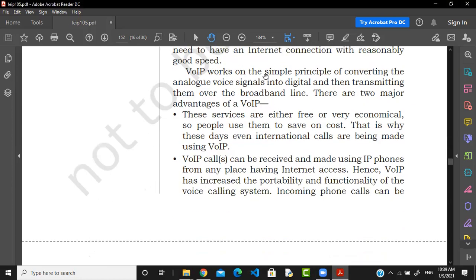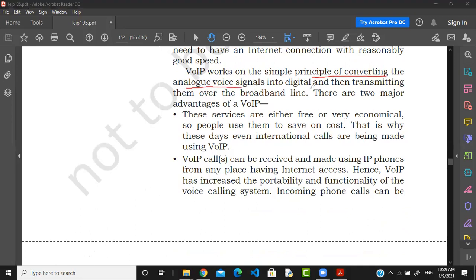Voice over internet protocol works on a simple principle. What is the simple principle? The principle of converting analog voice signals into digital and then transmitting them over the broadband line. There are two major advantages of VoIP. Remember these points. These services are either free or very economical, so people use them to save on cost. That's why these days mostly international calls are being done through VoIP.